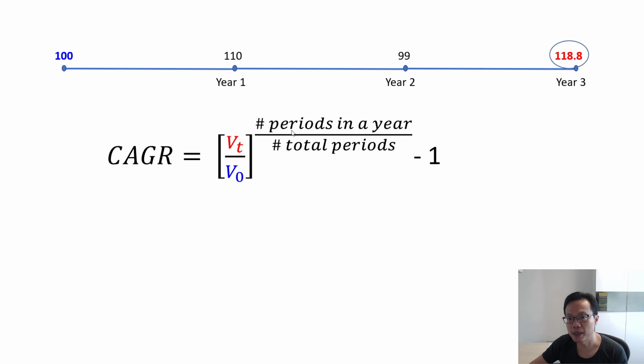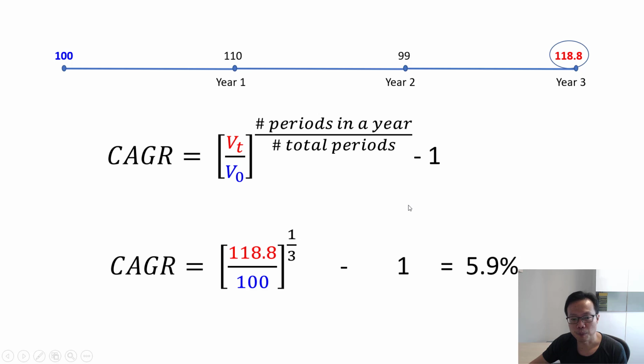Now, the periods to use depends on your data resolution. In the example I have here, because we are using yearly data, the number of periods in a year is simply 1. And the total number of periods in this example is simply 3, because you have 1 year, 2 years, and 3 years. If you're using daily data, monthly data, or weekly data, you just have to adjust the number of periods accordingly. So if you plug the numbers in, it's going to be 118.8 divided by 100, raised to the power of 1 over 3, and subtract 1. And this is going to give you 5.9%, which is your CAGR.